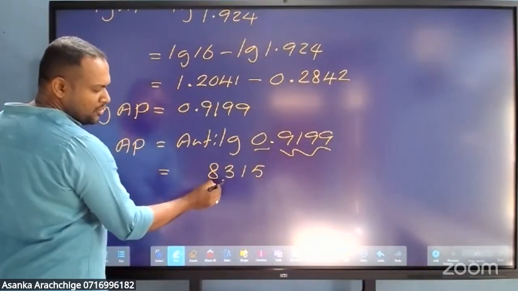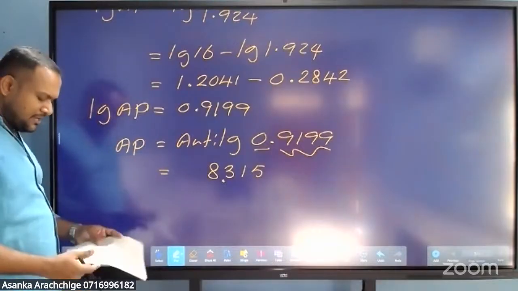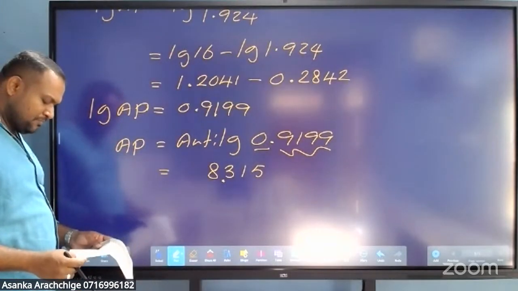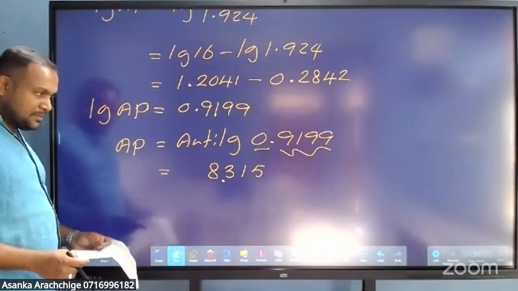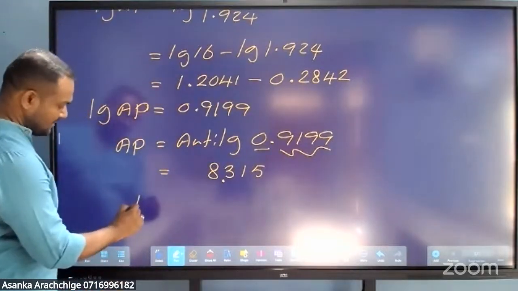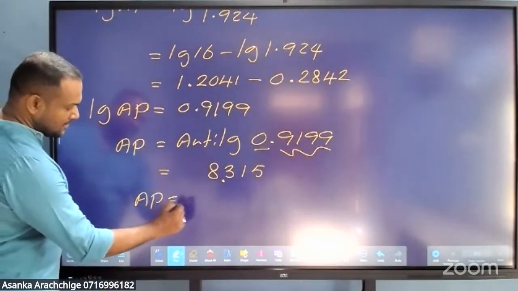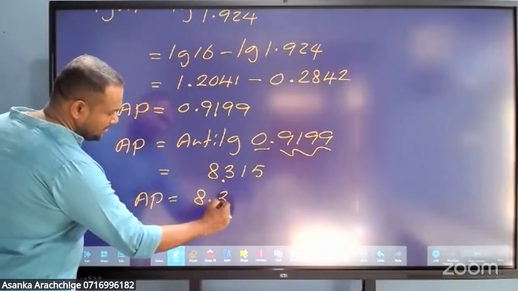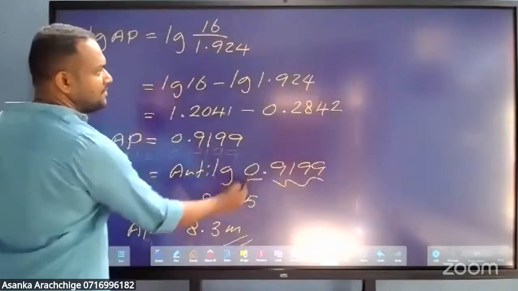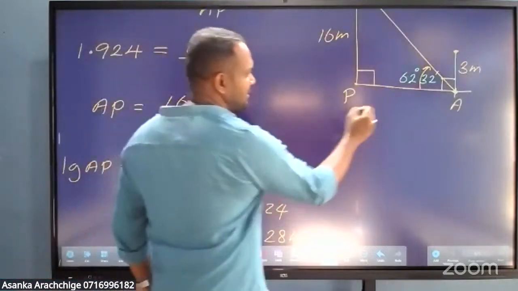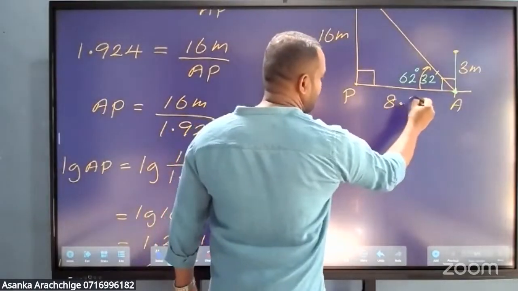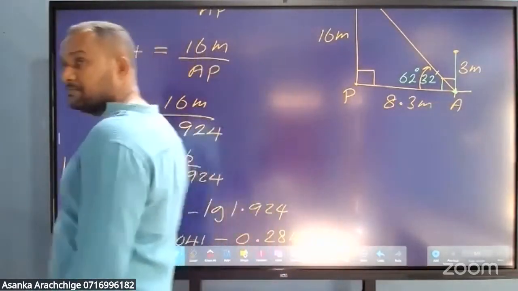Therefore, there should be only 1 digit on the whole number side. That is 8.315. To the nearest first decimal place, the answer is 8.3. AP is 8.3 meters. Am I correct? Right.